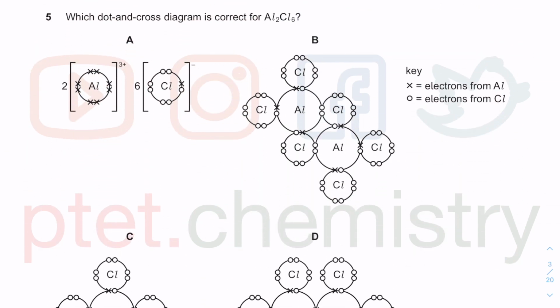Question number 5, we're looking at Al2Cl6. So this is a common thing. This is a dimer. You should really know how to draw the display formula first. So aluminium and aluminium, we have chlorine, chlorine, chlorine like this.